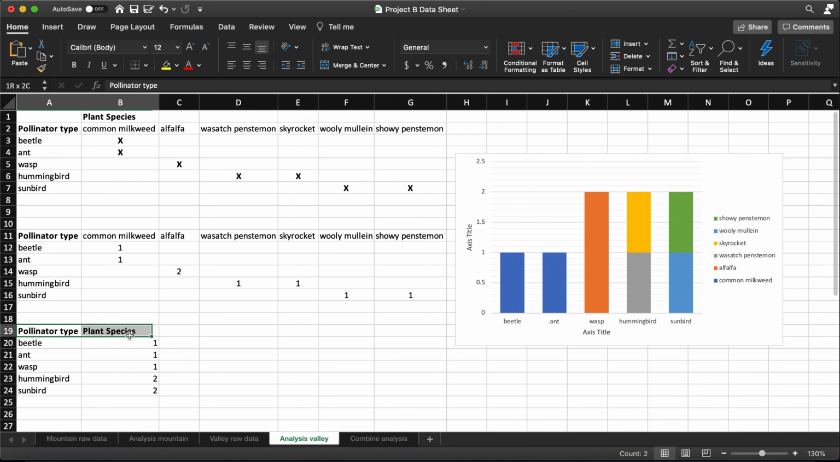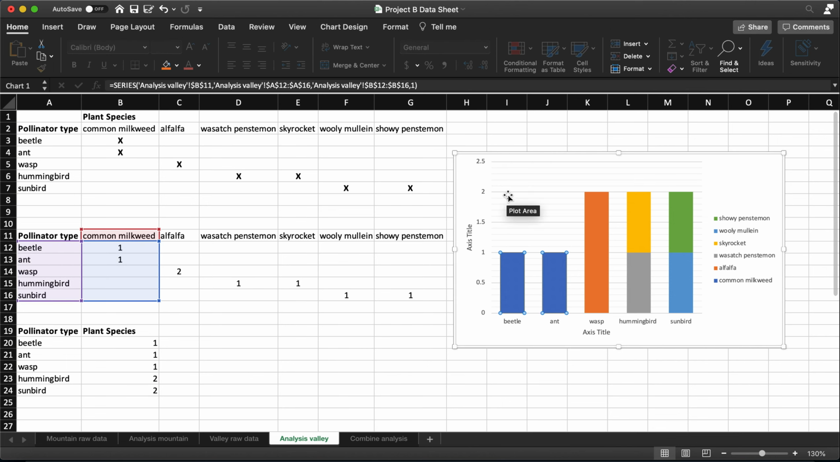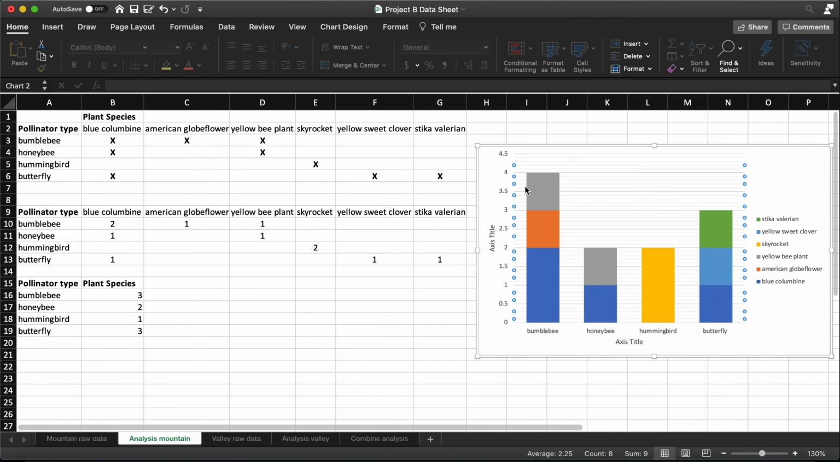And I did the exact same thing here as before, which is just to create a summary of how many plant species these pollinators visited. So beetles only visited 1, ants only visited 1 species here, wasps same, only 1 species here. Then you look at hummingbirds and they visited 2 species, and so on. Now you have 2 graphs here: 1 graph from the valley, and 1 graph for the mountains.